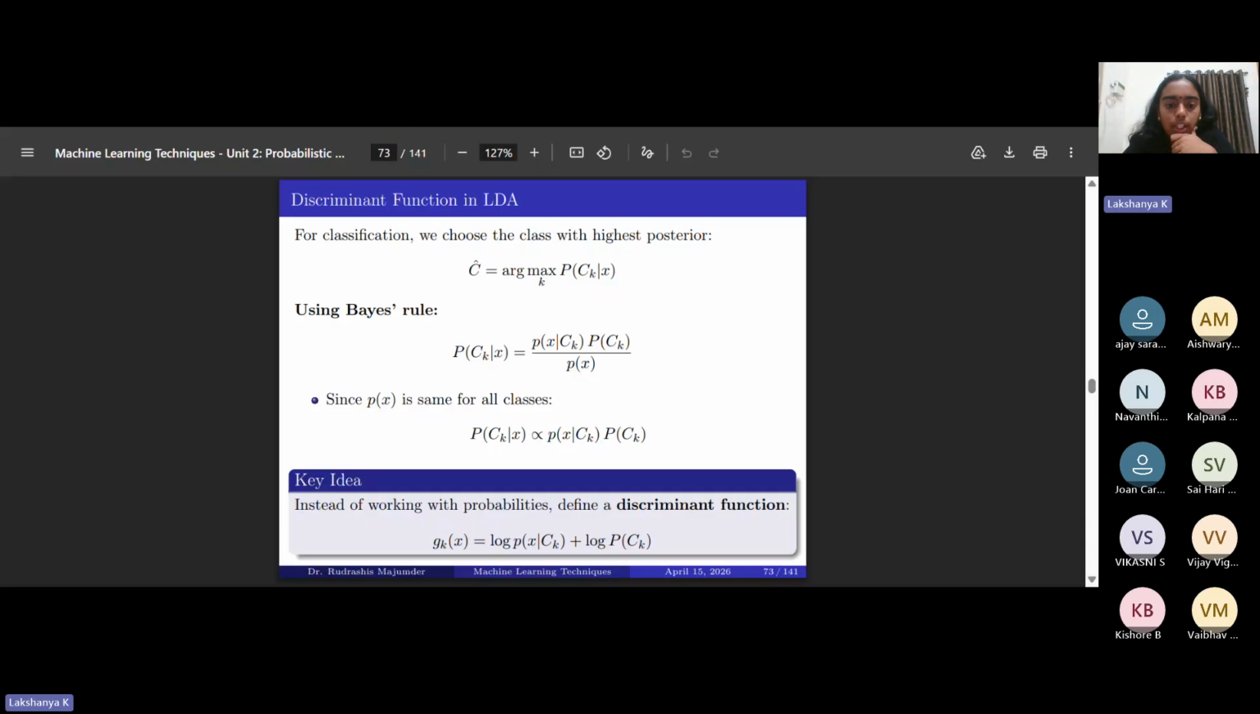So yeah, this is the same base rule we had. Ignoring the denominator, we can just say this is proportional to this. And because this is a product term, it becomes easier to handle when you have sums. So we just take log. Your g of x is what we define as the discriminant function. It is log p of x given class plus log p of class. It is the same right hand side term we had in our base expression. We've just taken log and hence it gets converted to summation.